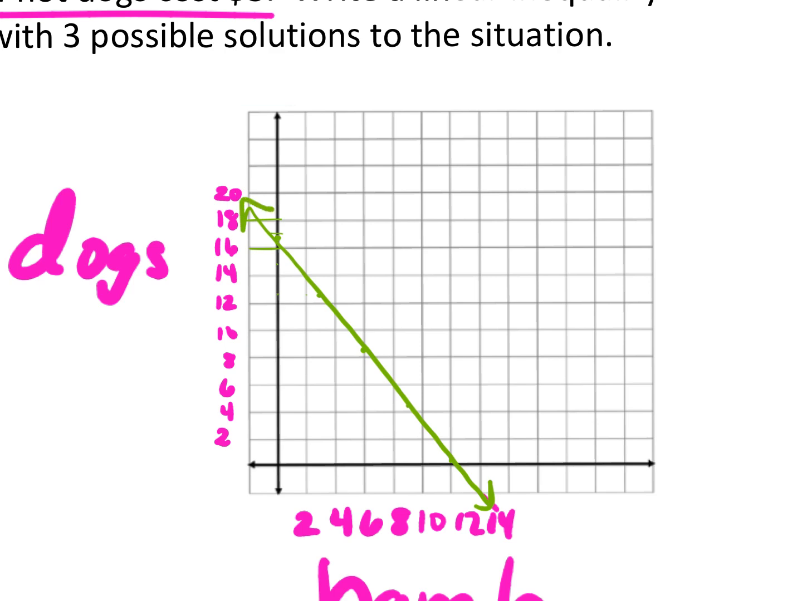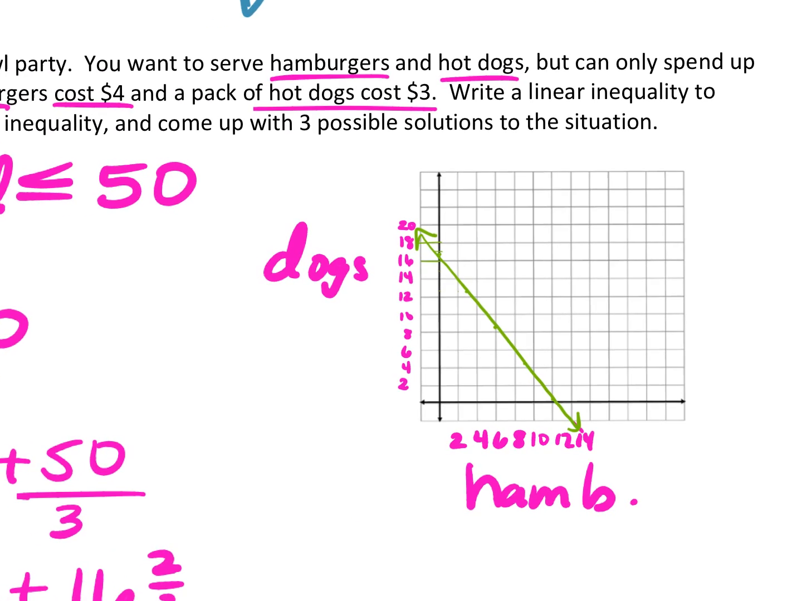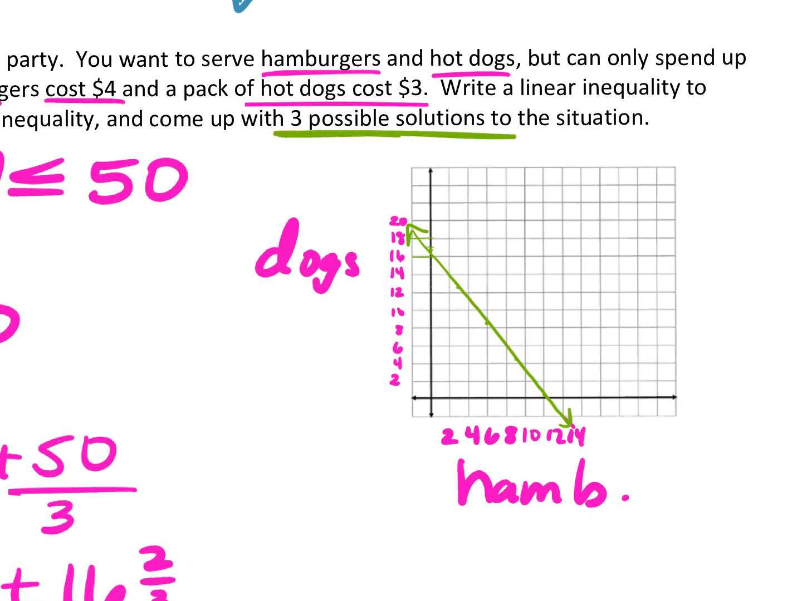which is totally fine if it's not exactly perfect, because the question was, come up with 3 possible solutions. Well, the possible solutions are not going to be fractions. You can't have a fraction of a hot dog and a fraction of a hamburger.